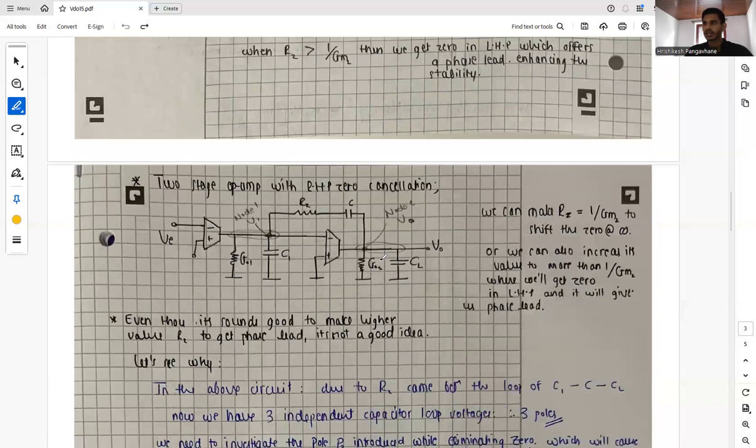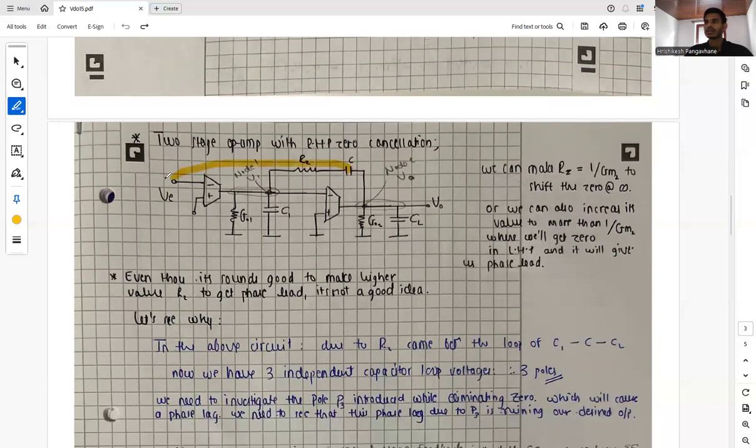And we have a two-stage op-amp with right hand plane zero cancellation. So this is how our circuit will look like, in which we have two nodes.